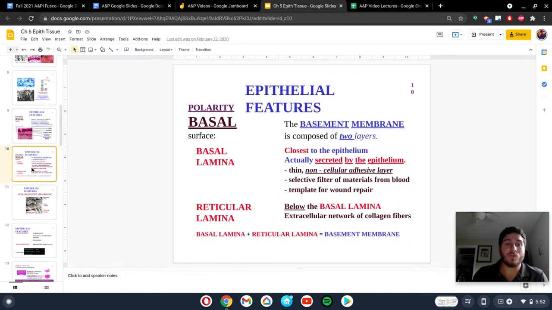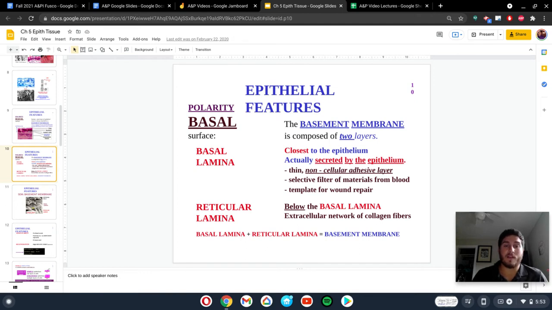Epithelial features, continuing with that, let's talk about the basal membrane in a little more detail. There are actually two sections to the basal side of the cells. The basement membrane is divided into two parts, an upper and lower layer. So we have the basal lamina and the reticular lamina. These two things together are what make that basal membrane. The basal lamina is the upper part, and it's going to be the closest part to the epithelial tissue, and it is going to be secreted by the epithelium.